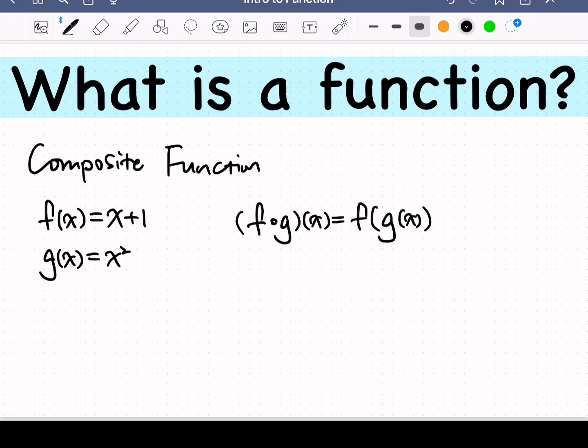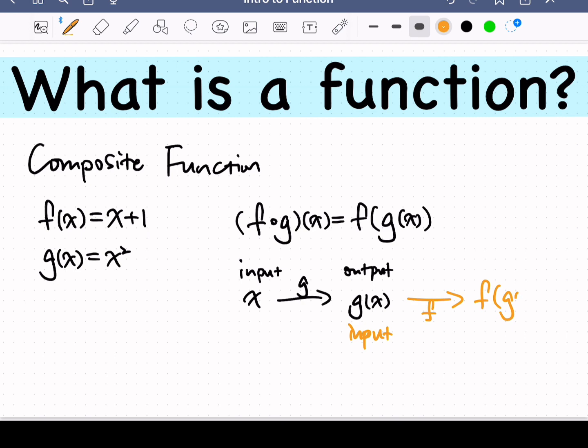What I mean by that is, first, x is the input, and you plug it into the function g first to get an output of g(x). But now g(x) becomes my new input, and I plug it into this new function f. So for the output, I will get f of g of x. Again, f of g of x means whatever is in the parentheses, g(x), is the input of the function f. So in the composite function, g(x) is both output and input.